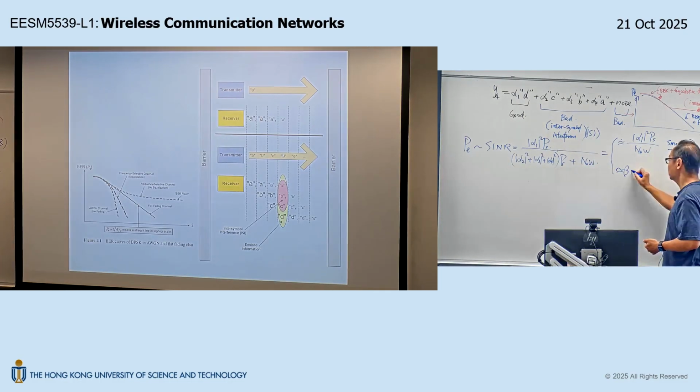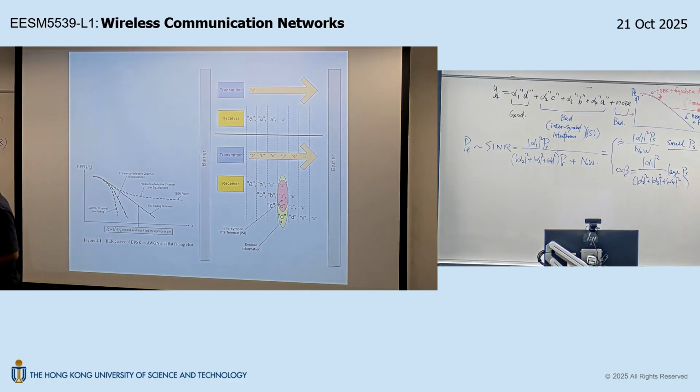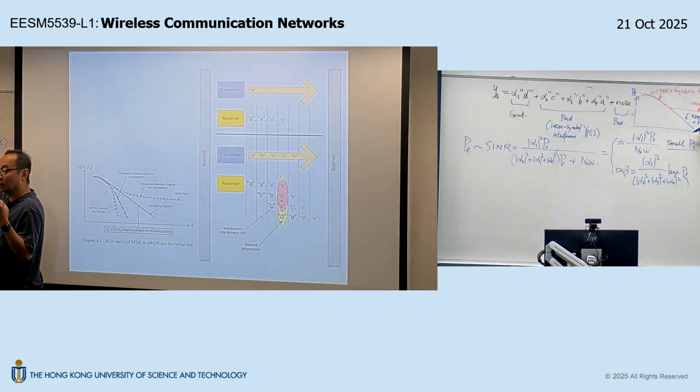Let's call this beta, which is the ratio between this guy and this guy. Is that okay? So that means this SINR becomes independent of your transmission power gradually. Okay? So therefore, that's why you have this irreducible error floor, because the SINR will no longer decrease as you increase the transmission power. Is that okay? So that's the fundamental reason you have this irreducible error floor.